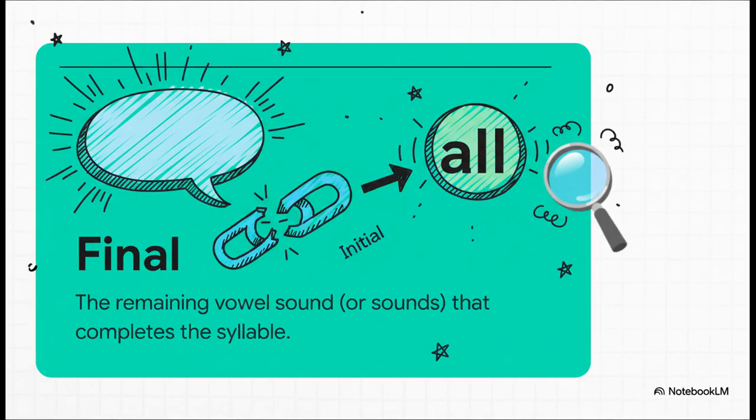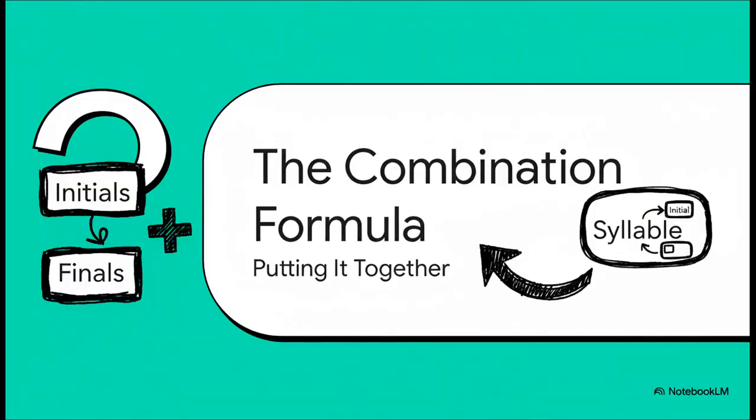And our second block, that's the final. This is everything that comes right after the initial. It's the vowel part that finishes the sound. So in book, the uk sound would be the final. The initial starts it, and the final completes it. Simple as that. So we've got our two pieces of the puzzle, initials and finals.